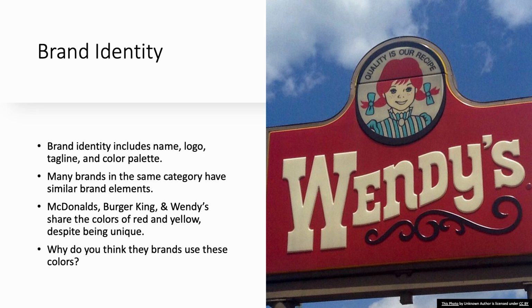Brand identity in general includes key elements like your name, logo, tagline, and color palette. Interestingly, many brands in the same category share similar colors, like McDonald's, Burger King, and Wendy's. They all use red and yellow, even though each brand is unique. Why do you think these brands choose these colors? Think about the emotions and messages colors can evoke for consumers.